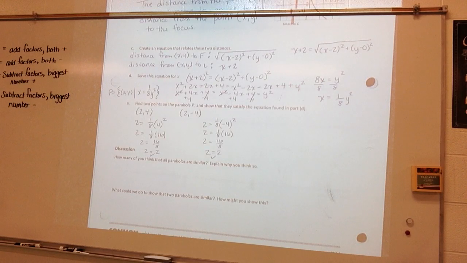Alright, so how many of you think that all parabolas are similar? And tell me why. Well, let's talk about what we know about the word similar. In geometry, when we talked about similar, we knew that if I could do some sort of transformation that would take one figure onto the other, then it could be similar. What could we do to show that two parabolas are similar? Since every parabola can be transformed into congruent parabolas by applying one or more rigid motions, then perhaps similar parabolas can be created by applying a dilation, which is a non-rigid transformation.